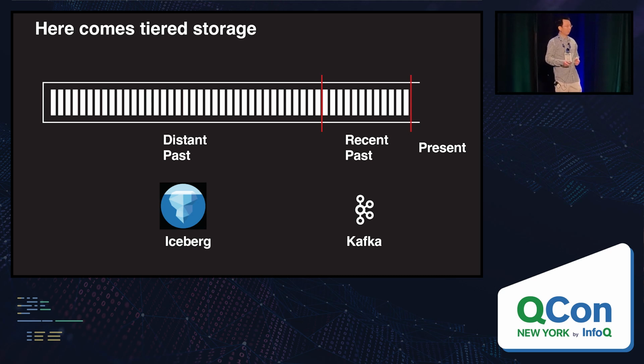So that's why many companies adopt the practice of tiered storage. They use Kafka to store the recent data for the last few hours or maybe a few days. Then they store the long-term data on the Iceberg data lake. Kafka is used for serving the stream processing workload, and Iceberg is used to serve the batch workload.